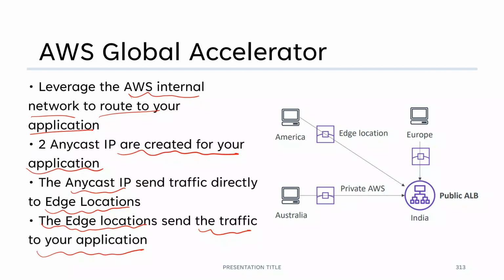Easy stuff. If you see this example from Australia, you send the data using a private AWS network to the load balancer which is in India. Makes sense? If you have any doubts, please put them in the comments. I'll be able to answer them.